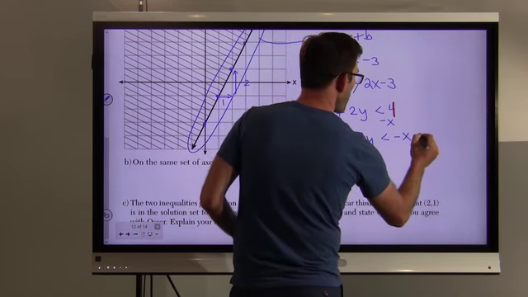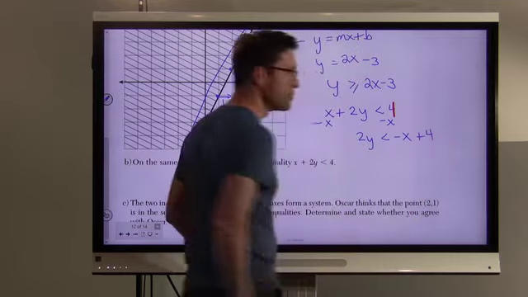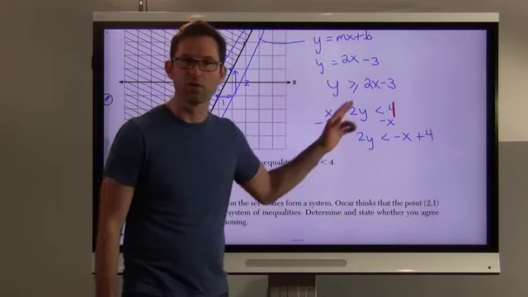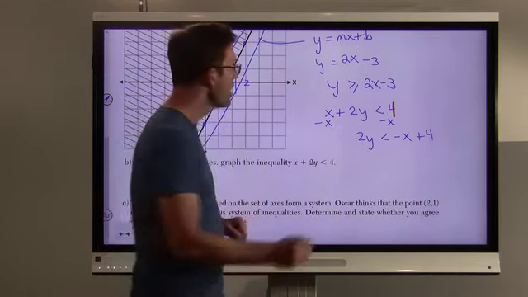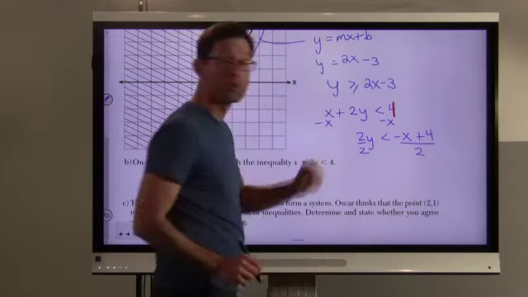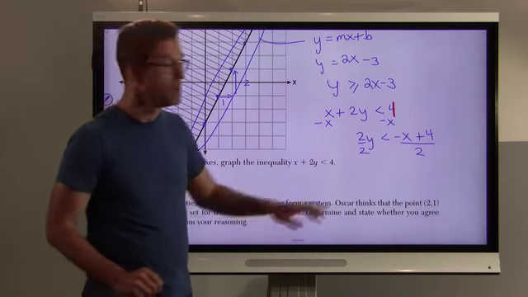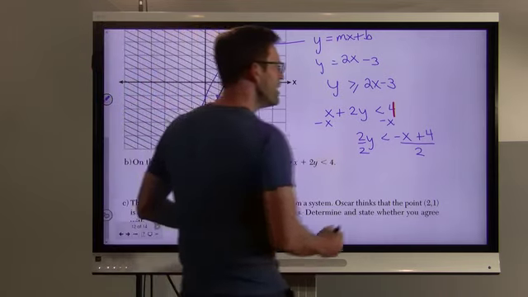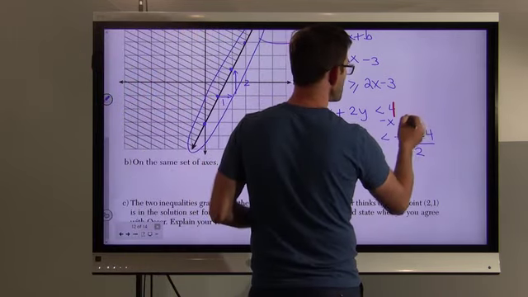I didn't multiply or divide by a negative. I simply subtracted x from both sides, and 0 minus x is negative x. And now I'm going to divide by 2 on both sides. Again, no switching the inequality there, because I divided by a positive. Tricky, that division has to distribute.